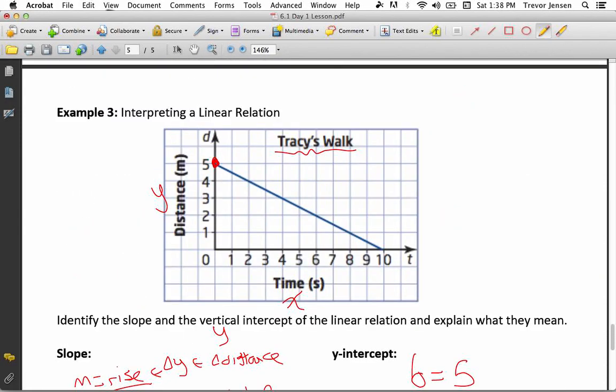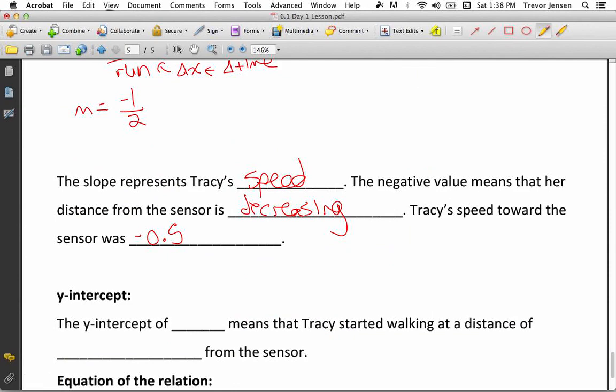We're working in distance, which is meters, time, which is in seconds. So she's moving, her speed, actually I should write that as a positive speed. The negative just tells us she's moving towards the sensor. So her speed toward the sensor, that takes care of the negative, is 0.5 meters per second. The y-intercept of 5 means that Tracy started walking at a distance of 5 meters from the sensor. So she started 5 meters away from the sensor, and then she walked towards it at 0.5 meters per second.